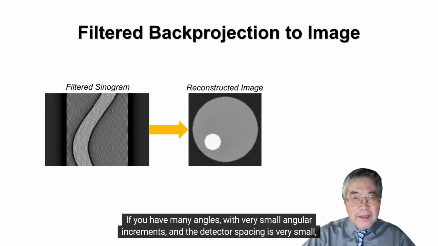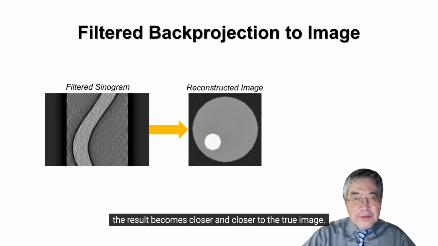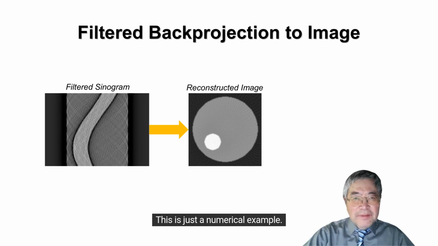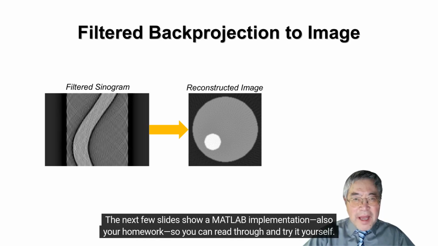If you have many angles with very small angular increments and the detector spacing is very small, the result becomes closer and closer to the true image. This is just a numerical example. The next few slides show a MATLAB implementation, also your homework, so you can read through and try it yourself.